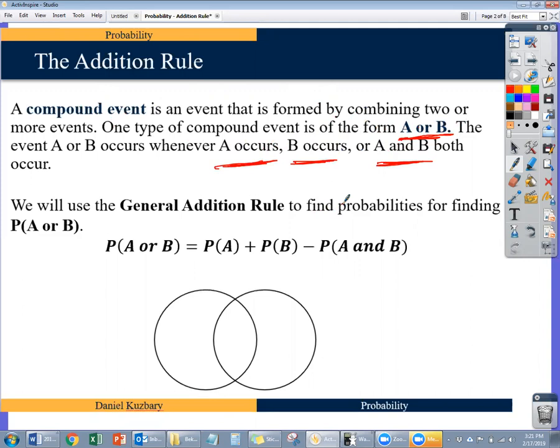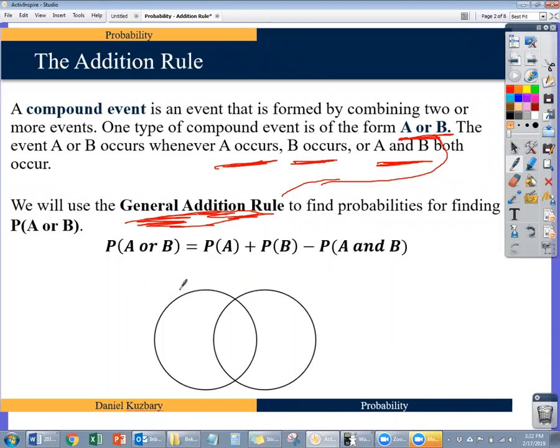So when we start talking about A or B, one thing or another thing happening, we're going to need to use what's called the general addition rule. So the general addition rule is something you use when you're doing the probability of A or B. And the formula looks like this. The probability that A or B happens is equal to the probability that A happens all by itself, plus the probability that B happens all by itself, minus the probability that they both happen. So this is a formula that you're going to use a lot when you're doing compound events using the word or.